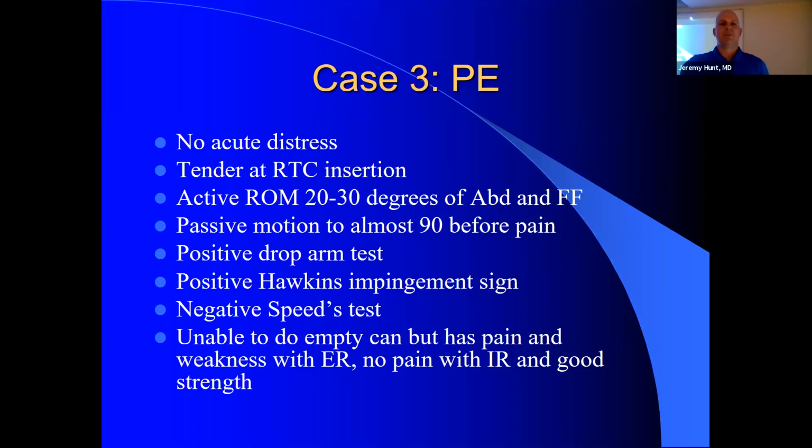On exam, she looks fine, not in severe pain, tender at the cuff insertion, with active range of motion to only 20 to 30 degrees of abduction and forward flexion. Passively, you can move her up to almost shoulder level before it hurts. Positive drop arm test, positive Hawkins impingement sign, negative Speed's test. You guys remember what Speed's test is?